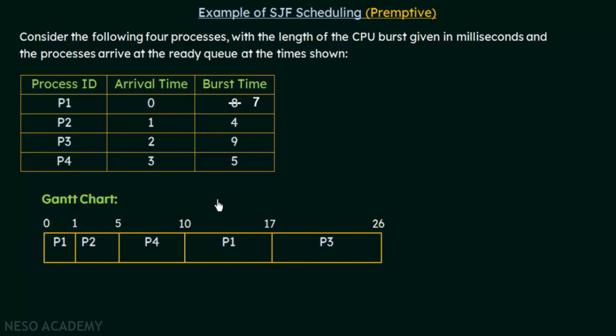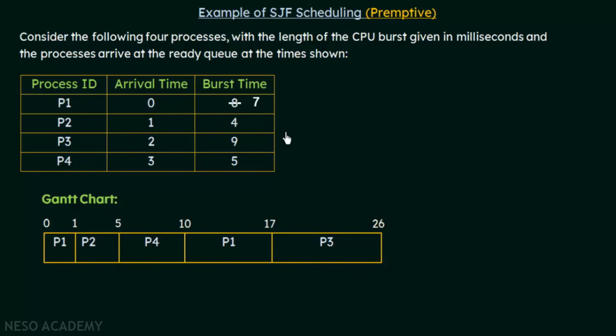And then the last one that we have is P3, which is of 9 milliseconds. So at the 17th unit of time, P3 got the CPU and it executed for 9 milliseconds, hence completing its execution at the 26th millisecond. So this is how the Gantt chart for this set of processes looks.